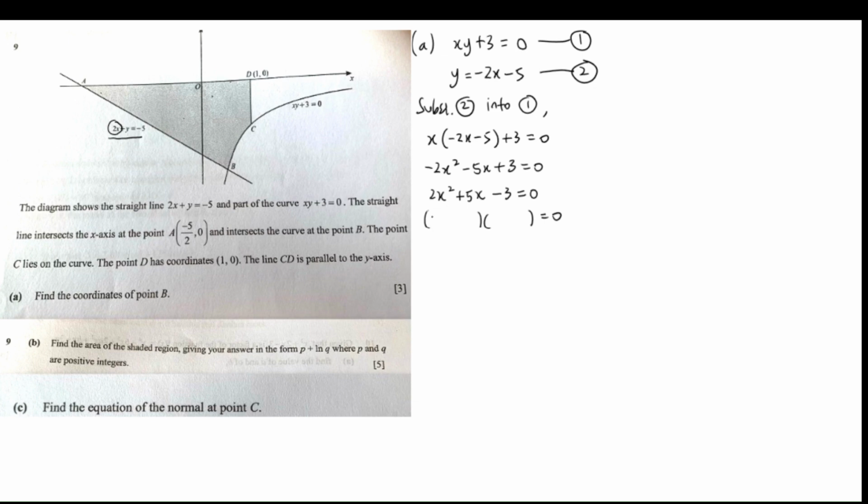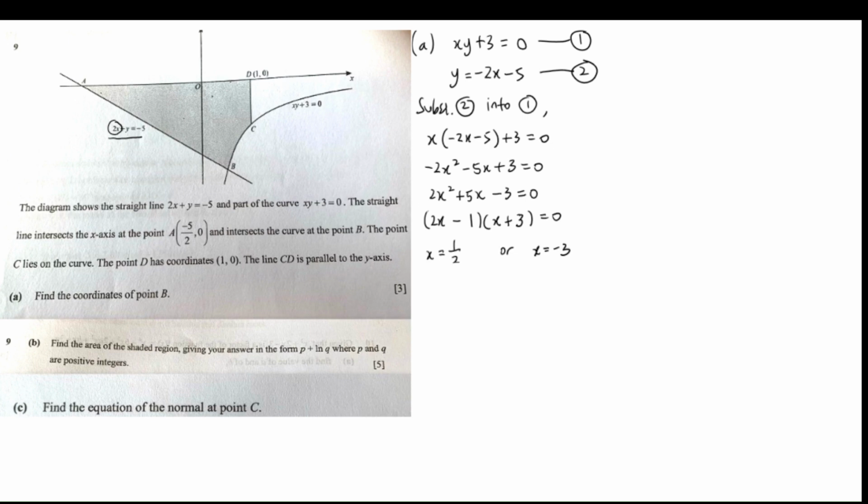Factors of 2x squared are 2x and x. Factors of 3 are 1 and 3 because it's a prime number. And to get positive 5x, this should be positive 6x minus 1x. So with that, your x coordinate is either half or negative 3.